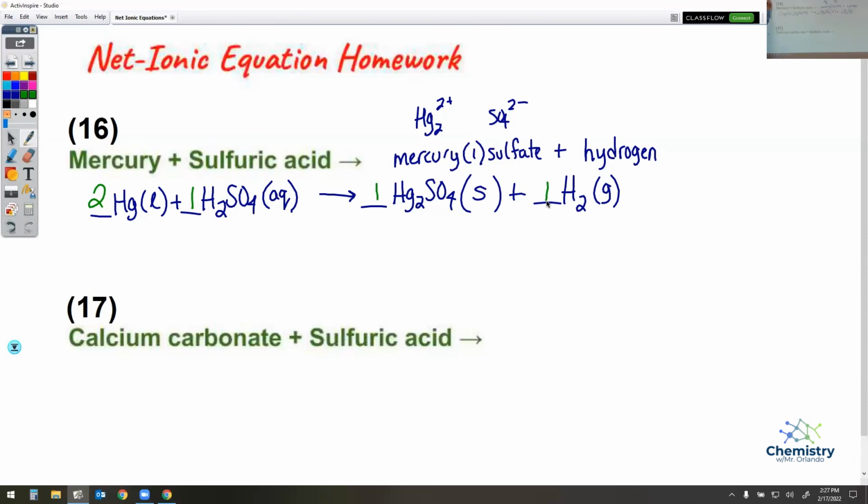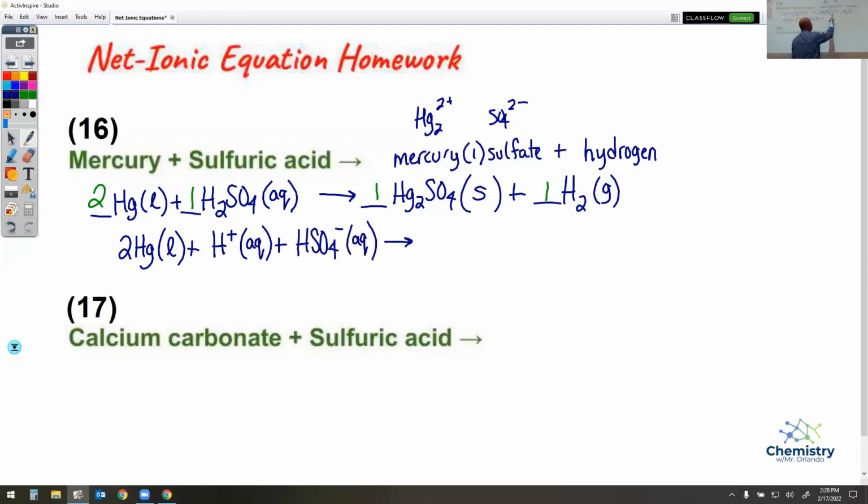Looking at our complete ionic equation, we can't do anything with the liquid mercury, so we have 2Hg, we'll keep that as a liquid, plus sulfuric acid. It is one of our 7 strong acids, so we can write that as ions. H plus ion, which is aqueous, plus HSO4 minus ion, which is also aqueous. On the product side, we keep everything. So we have mercury 1 sulfate and hydrogen, solid and gas, so we don't have to write any ions here. So we have Hg2SO4, solid, plus H2 gas.